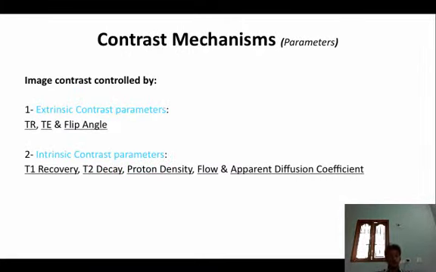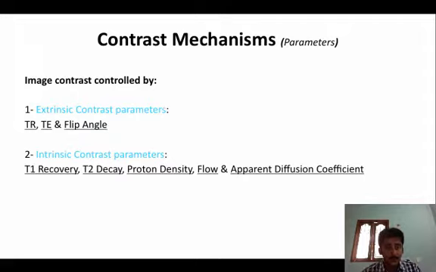So the direct way of contrasting is by extrinsic parameters. That means the direct way we just sense the echo time, the repetition time, and the flip angle. What is echo time, what is repetition time, and what is flip angle? Let us see in the next slide.